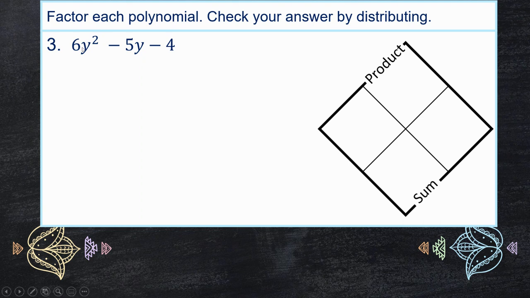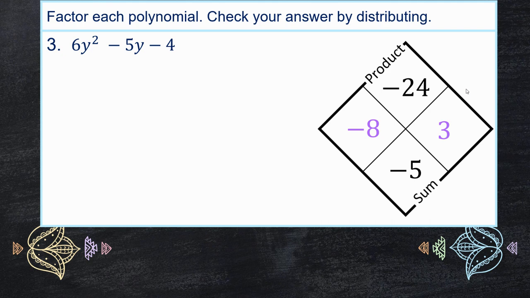Multiply 6 times negative 4. Put that at the top of your diamond. Put your x coefficient at the bottom of your diamond. Ask yourself what multiplies to negative 24 and adds to negative 5. That would be negative 8 and positive 3.